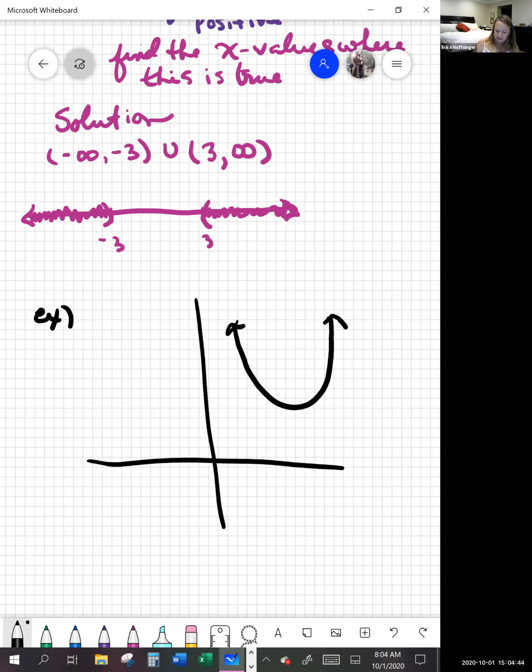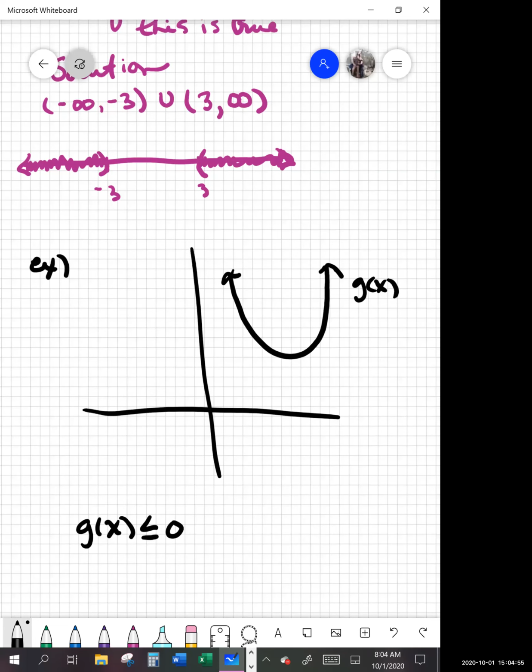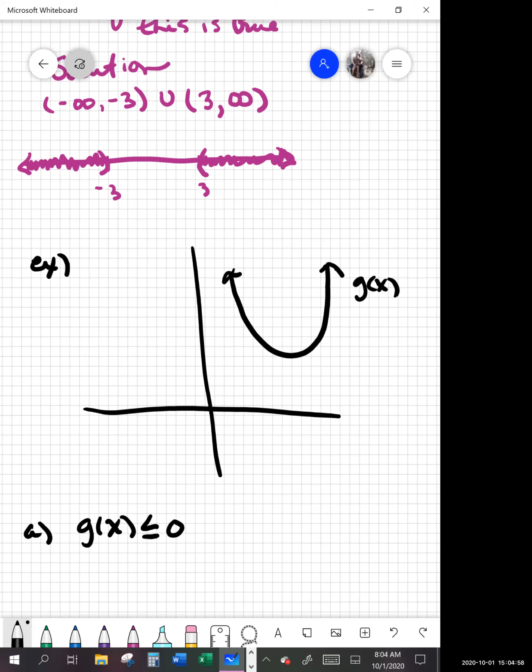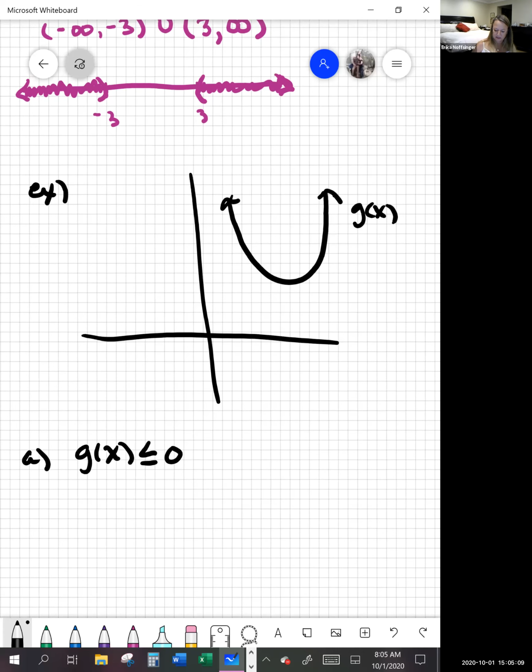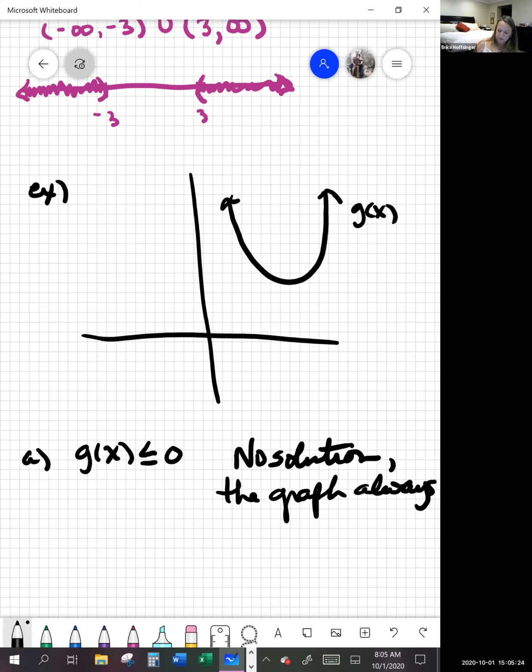So in this case, if this is g of x, and they want to know when g of x is less than or equal to 0, well, this is always above the x-axis, right? And so there are no y values which give us a negative number. So there's no solution. The graph is always above the x-axis.